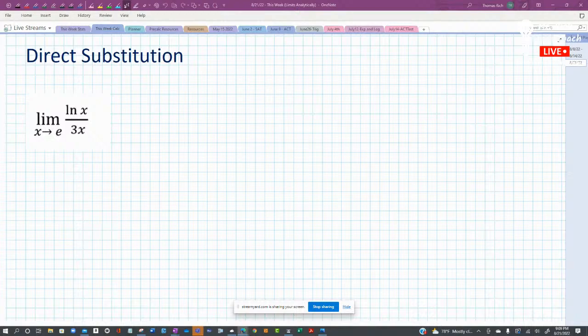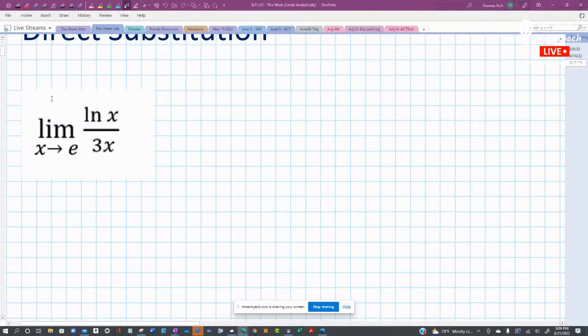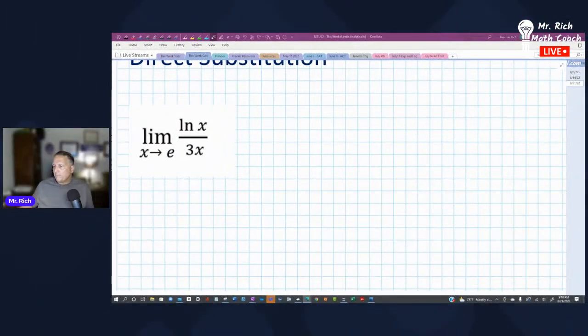All right, so direct substitution. I've got this limit here. When we're doing limits without the benefit of a graph of the function or a table of values, we are going to do this analytically. And our very first step is going to be to plug the x value into the function that we're evaluating the limit at.